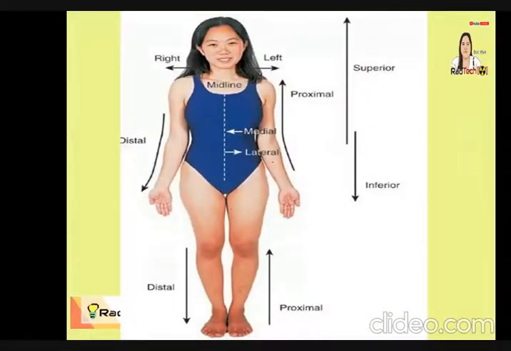So we have here an illustration. Distal is away from the point of origin, papunta sa dulo. Then midline: papunta sa midline, medial or mesial. Away from the midline, as indicated by the arrow, is the term lateral. So distal, papunta sa dulo, going away from the point of origin, then we have proximal towards the point of origin. Superior can also be referred to as cephalad, inferior as caudad.